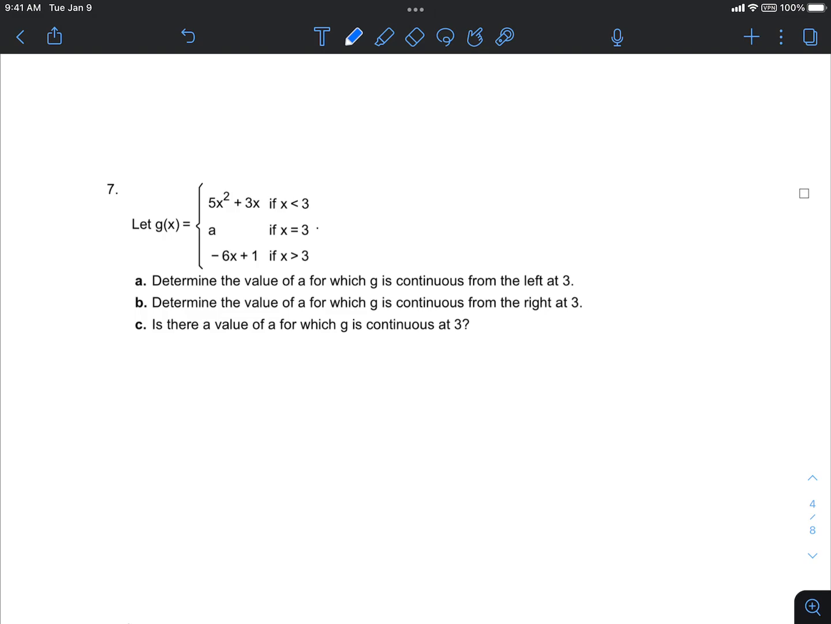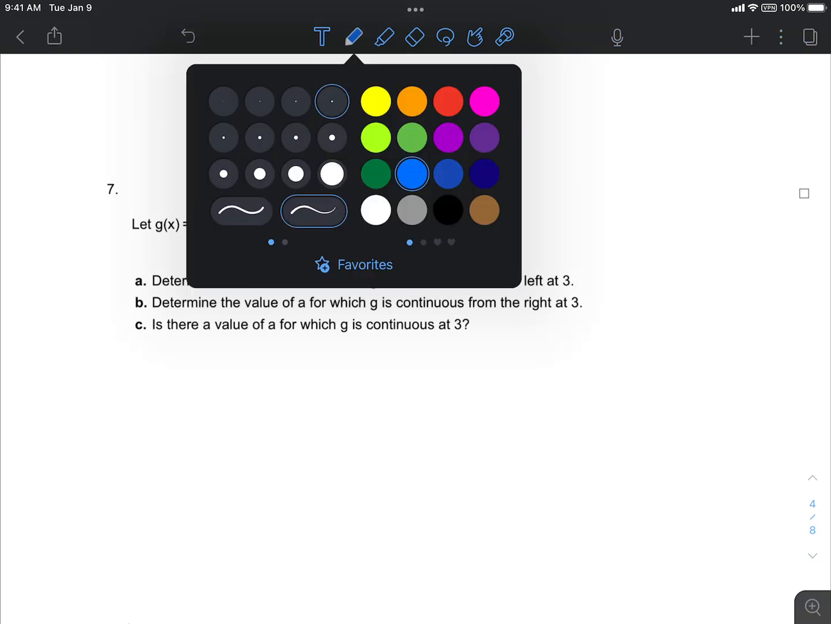Now continuity, left side continuity and right side continuity are two things we'll check on this question. We're going to find what value of A we should assign so that G is continuous from the left at 3. For it to be continuous from the left at 3, you have 3 conditions that need to be satisfied.